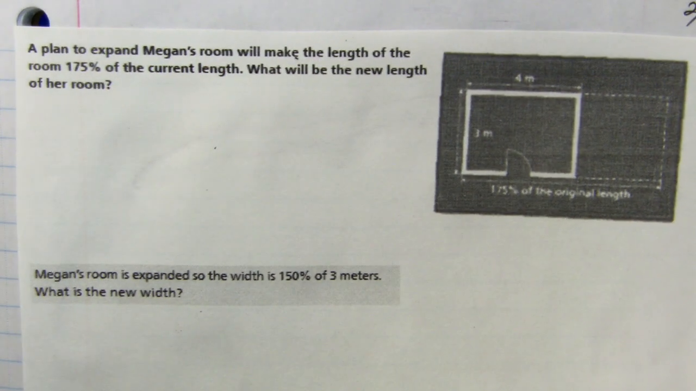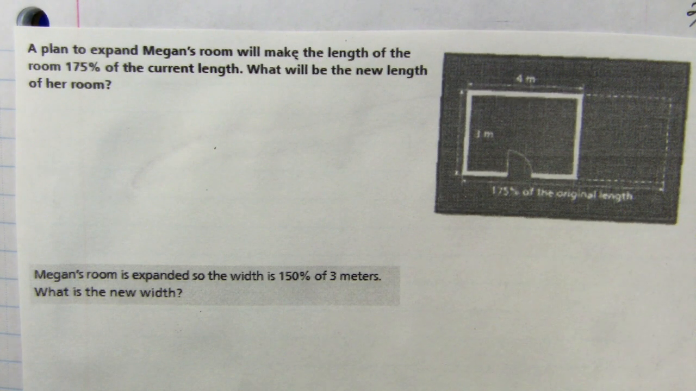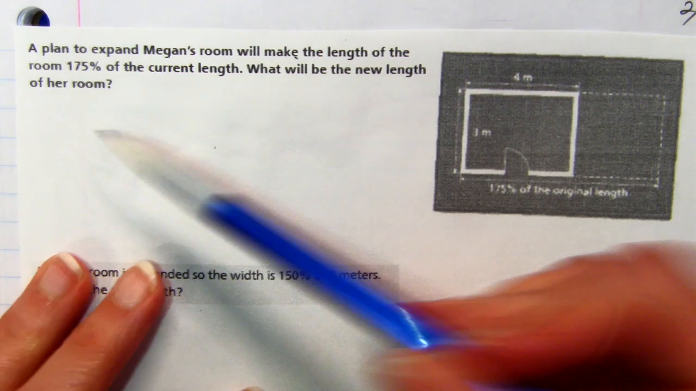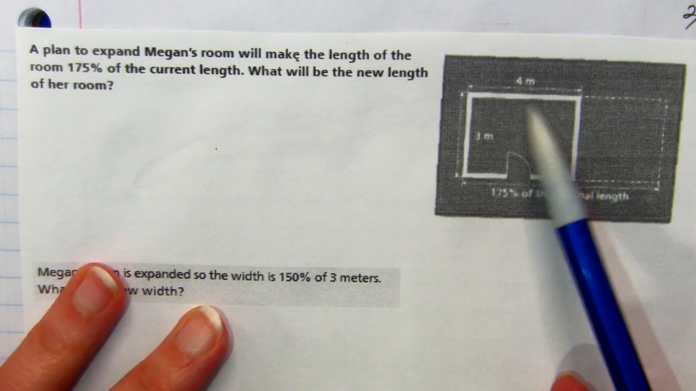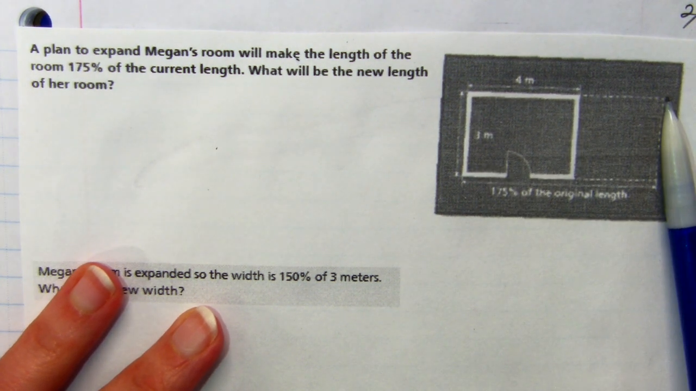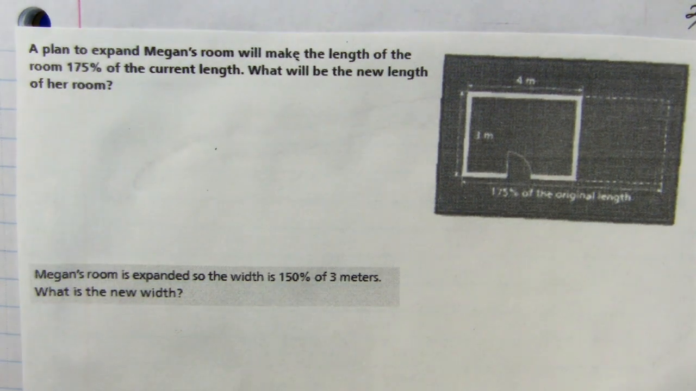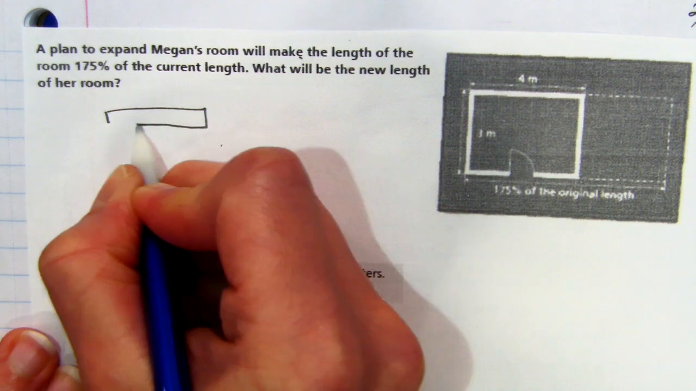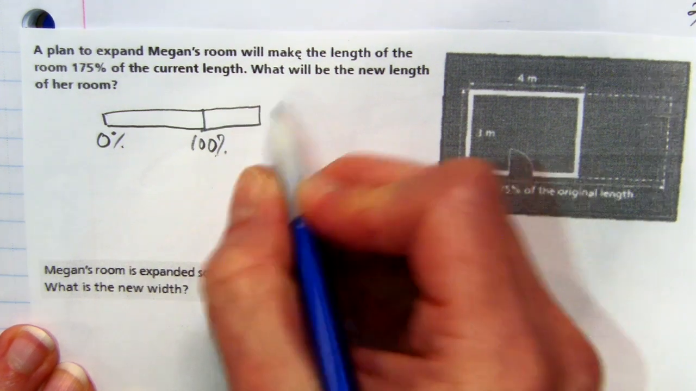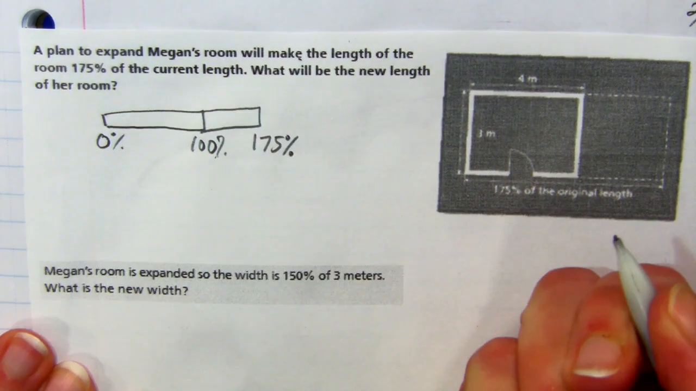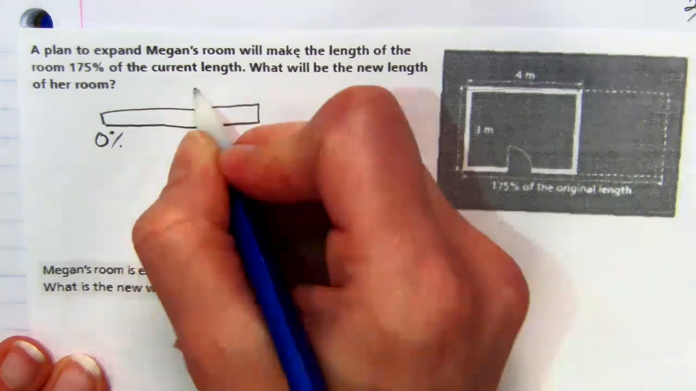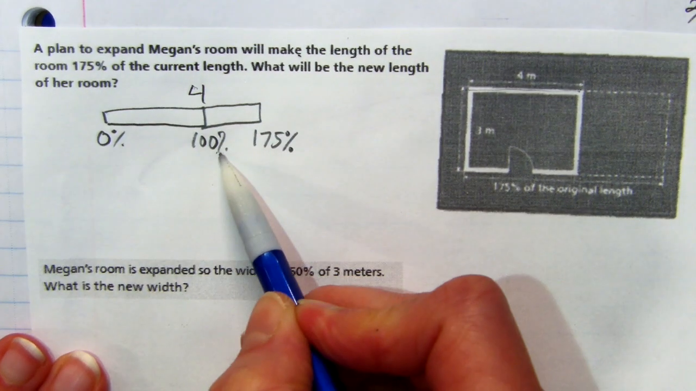So, a plan to expand Megan's room will make the length of the room 175% of the current length. What will be the new length of her room? So, they've got 4 meters, so it'd be more than 4 meters already. And then they're adding onto it, and this will be 175% of the length. So when we make our bar, we have 0% and 100%. We're going to have to add on a little bit to go over to 175%. And that's okay. And so we know that her room right now is 4 meters long. So that 4 is the current length of her room.